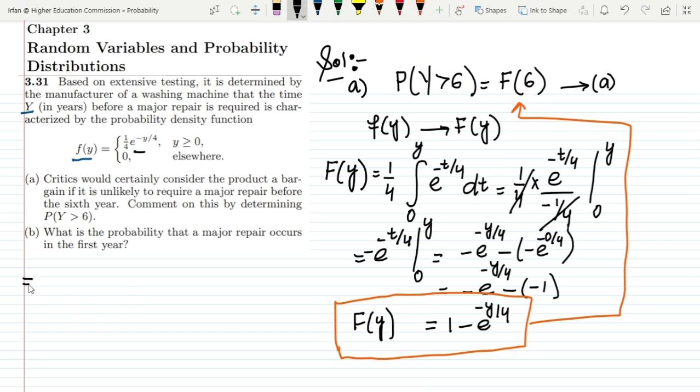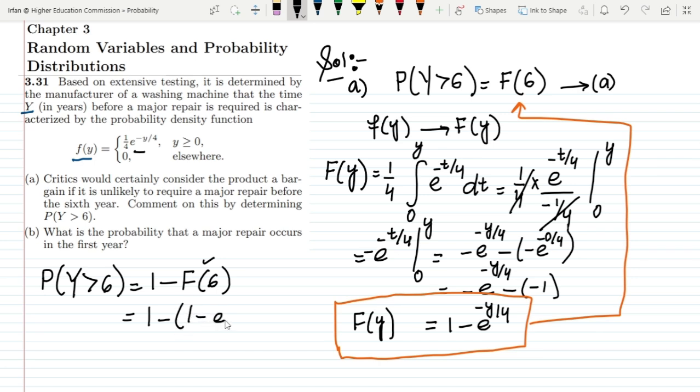So now taking it and putting the value of y equal to 6. In order to find the probability of y greater than 6, I can write 1 minus f of 6, because these are the higher values, and for them I have to subtract the lower values from 1. The value of f of 6 would be 1 minus exponential of minus 6 by 4. Opening this bracket, these two will cancel out, and ultimately I will get exponential of minus 6 by 4.